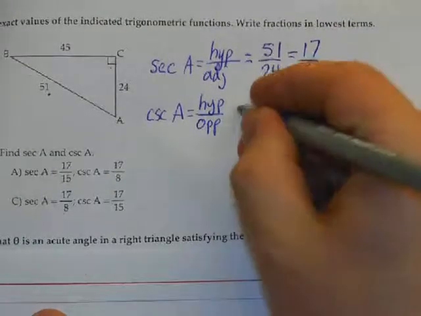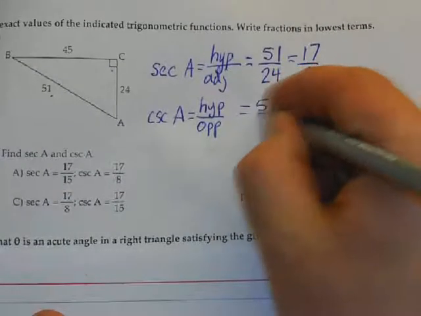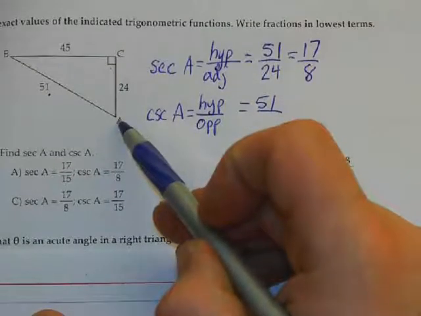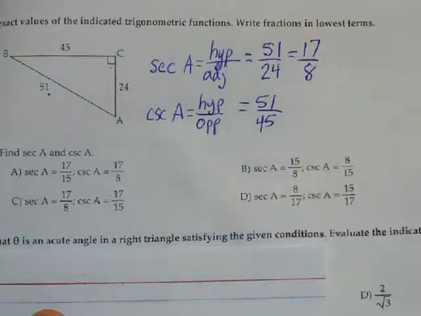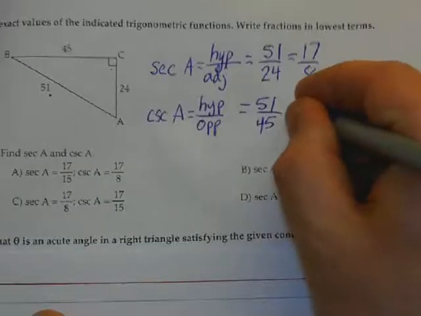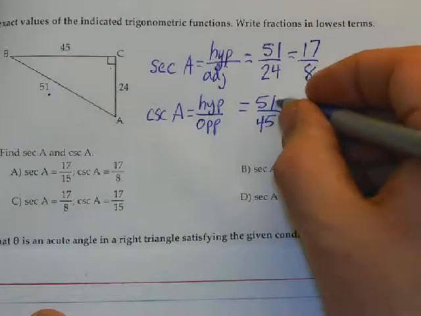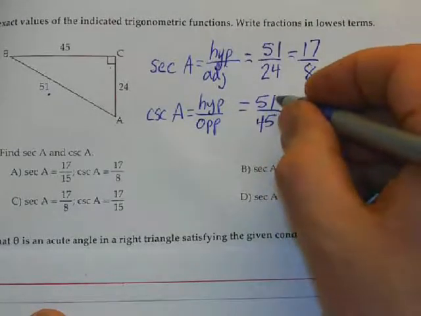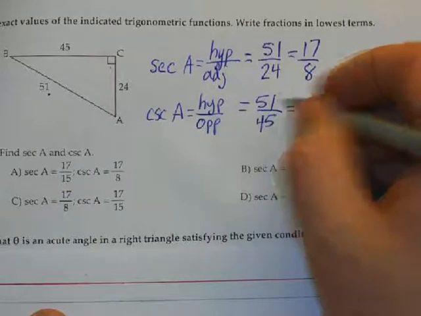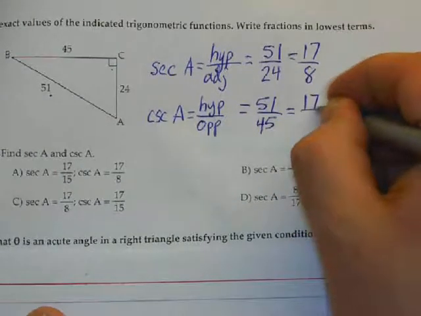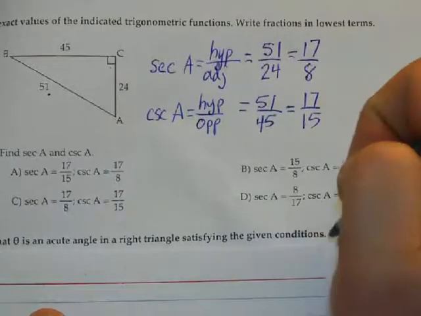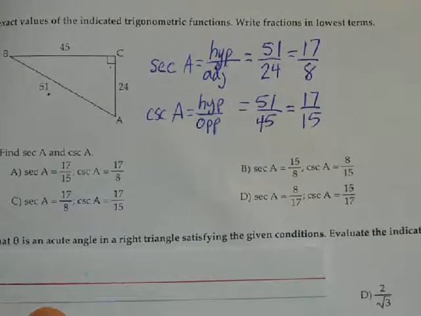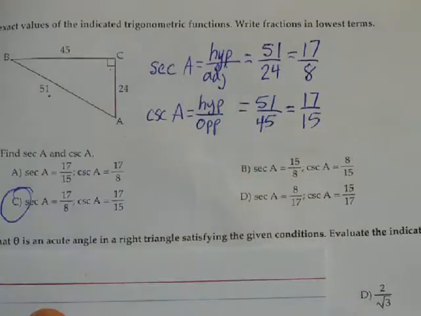Cosecant is hypotenuse over opposite. The opposite side of A is 45. You can do that in the calculator if you want, but I know 3 goes evenly into both these numbers. 51 divided by 3 is 17. 45 divided by 3 is 15. Looking at our responses, we see that C gives us the correct answer.